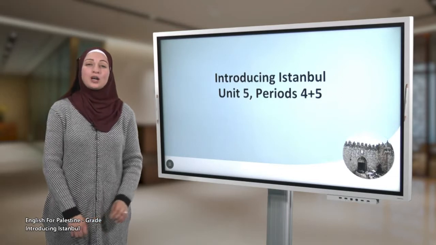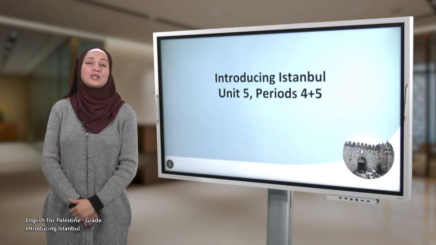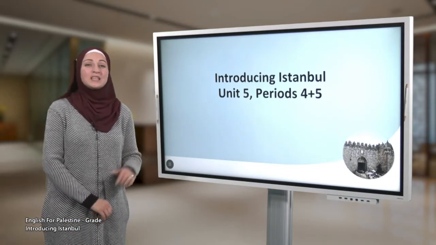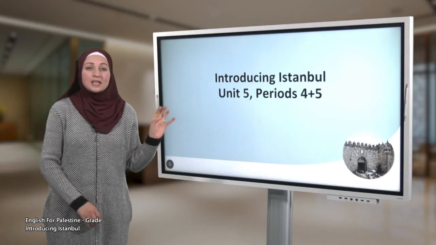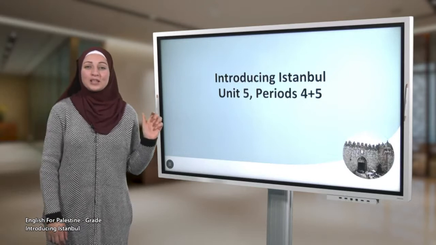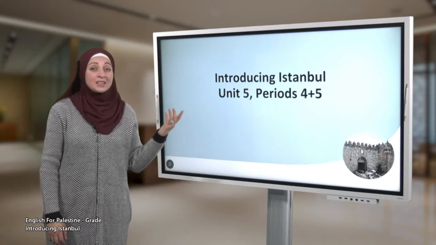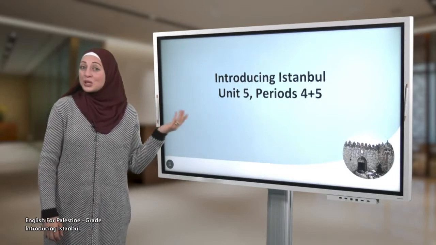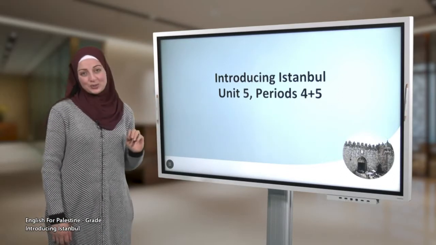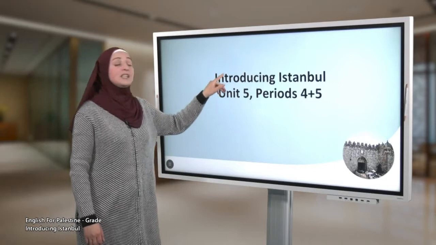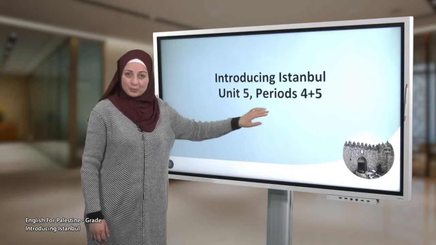Today, we are going to talk about an incredible city. It is called Istanbul. It is an incredible city because it has a special code in architecture, buildings, history, literature, poets, etc. So, let's start our lesson. Our lesson title is Introducing Istanbul.